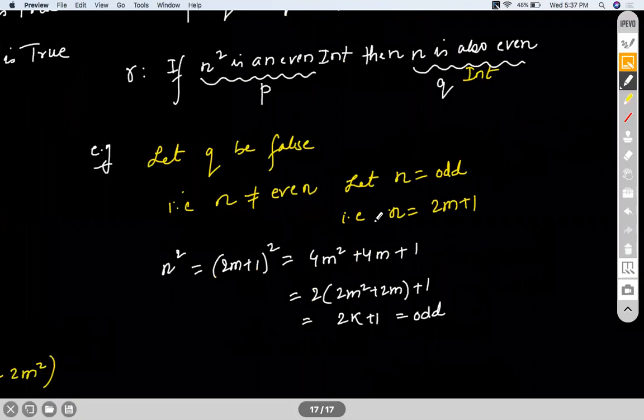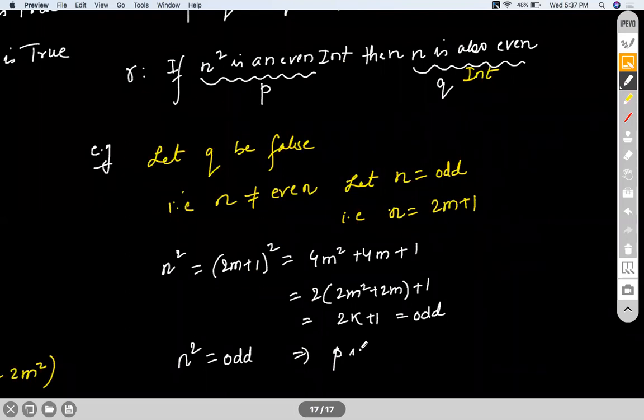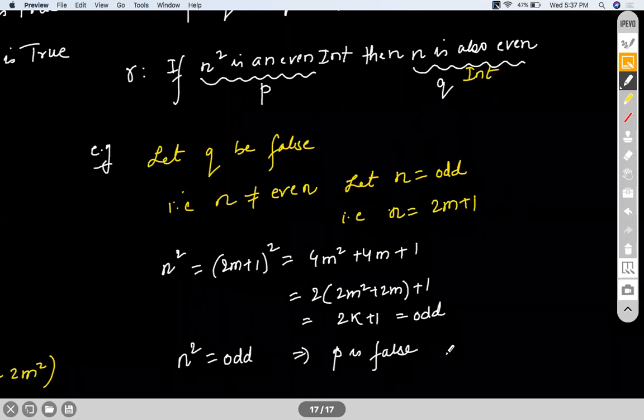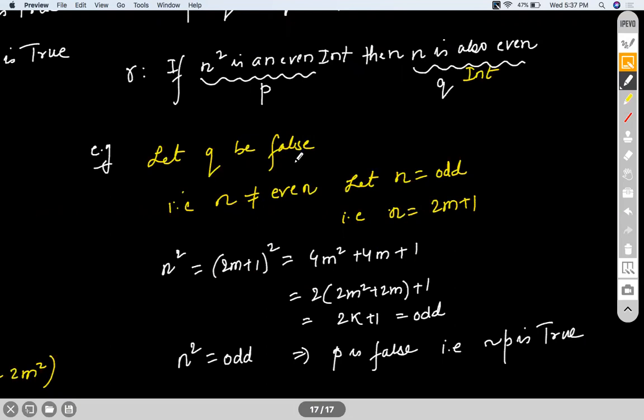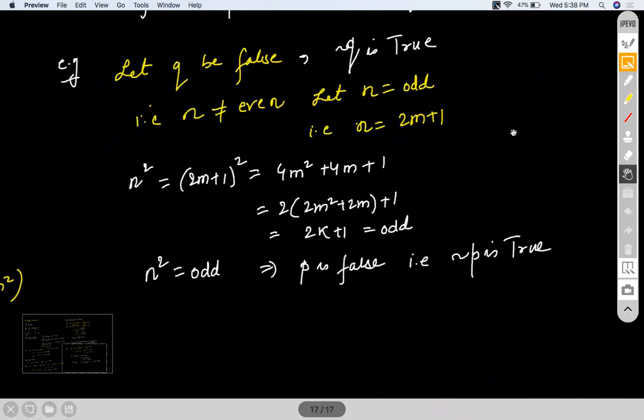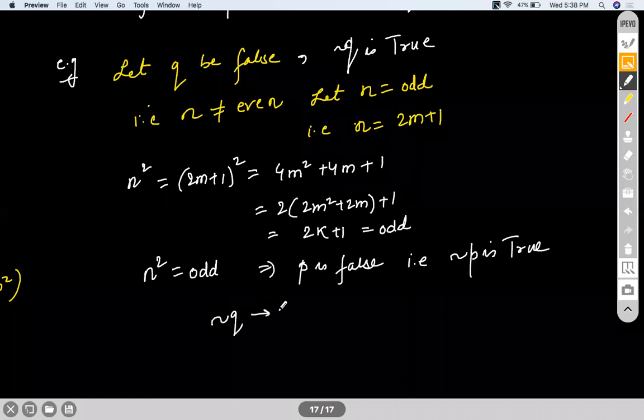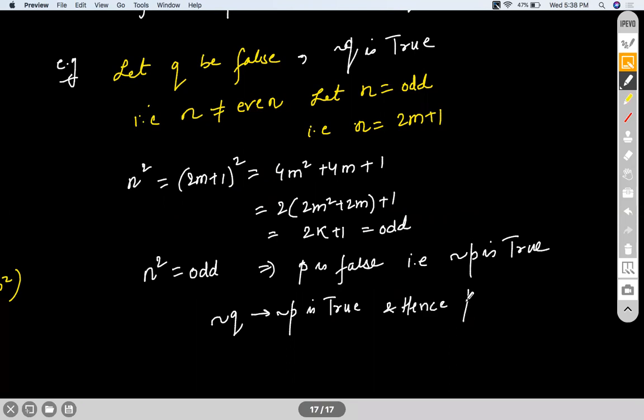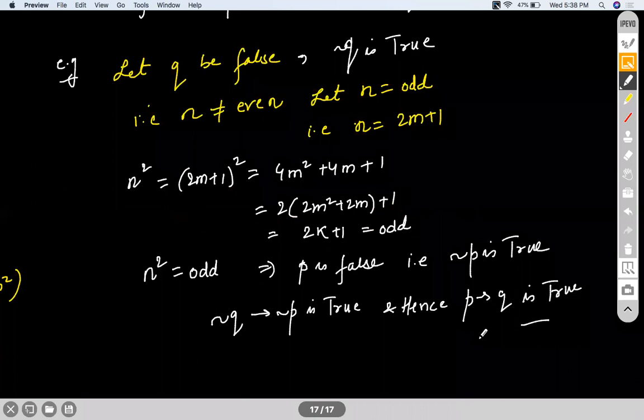Correct? What have you proved? That n square is odd, which implies you have proved that P is false. That is, you have proved that negation P is true. So by assuming that negation Q is true, you have proved that negation P is true. So we can say that this is true, and hence this is true because both are equivalent statements. Are you getting my point how it works?